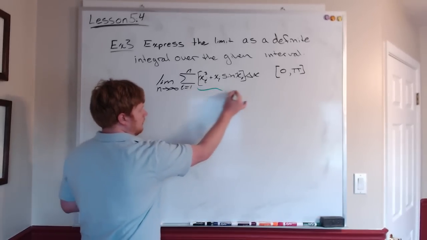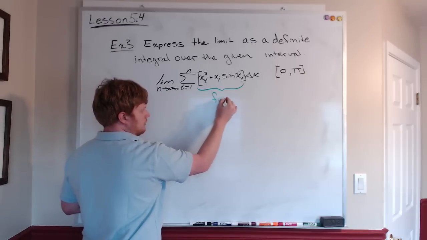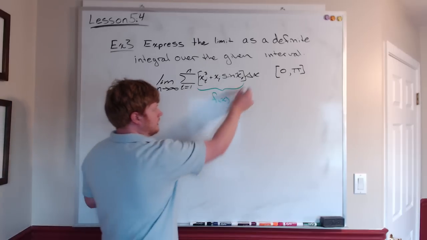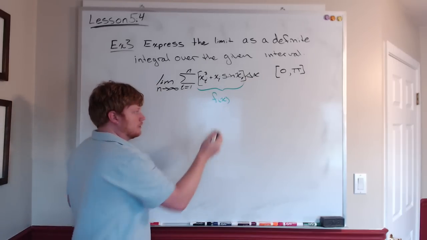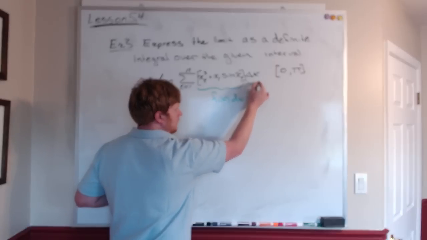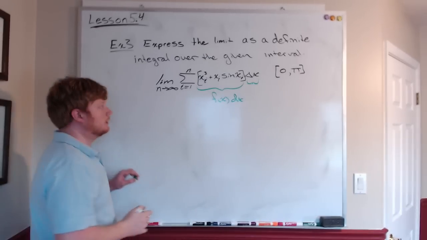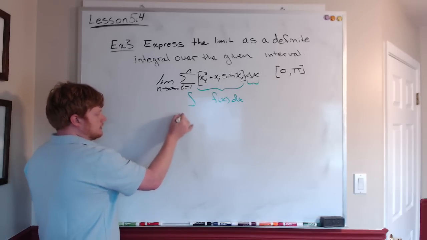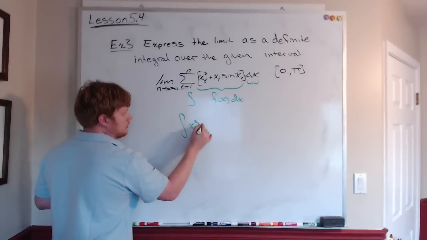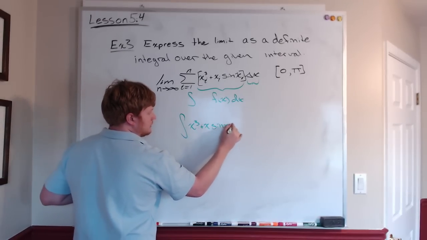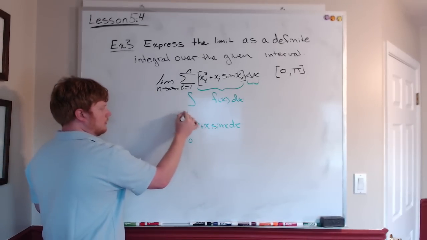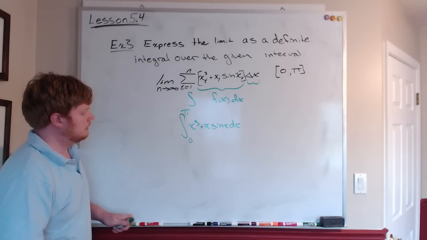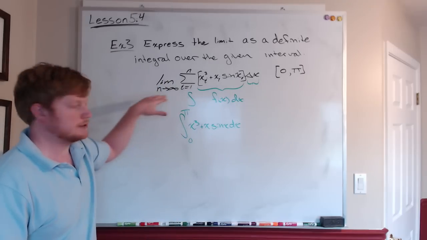We explicitly have the function at various values of i times the width of each of those subintervals. Well, that's just d. That's going to be our dx. And this becomes my integral sign. So to write this as a definite integral, it's the integral of x cubed plus x sine x dx from 0 to pi. And that came from the interval that was given to me. The interval would be given to you in this instance.